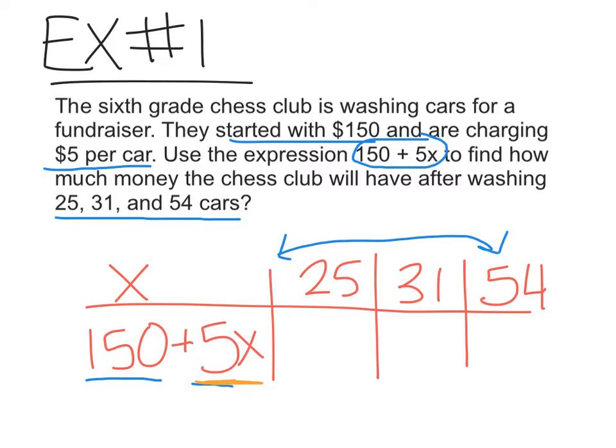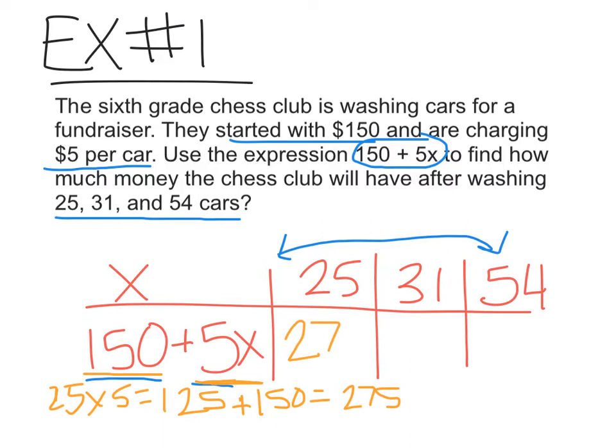So our first step is to put 25 in for x, and we would do 25 times 5, which we know is 125. Then our last step is just to add 125 and 150, which gives us 275. So that's how much money they would make if they washed 25 cars.